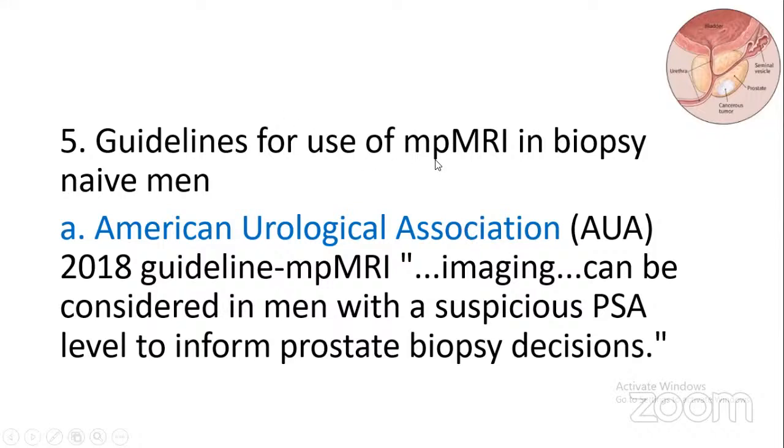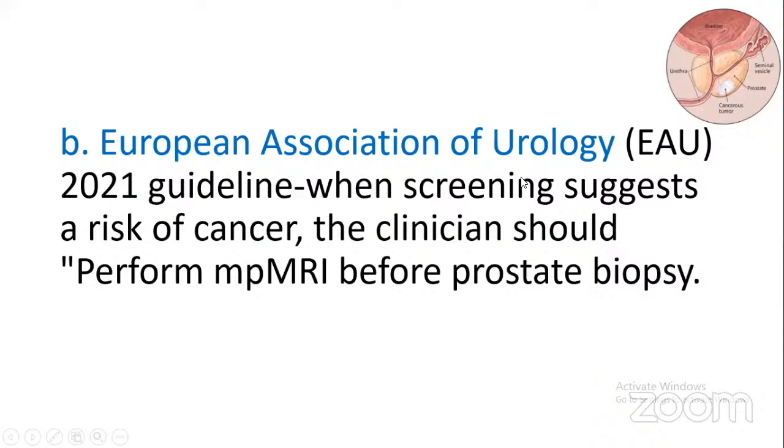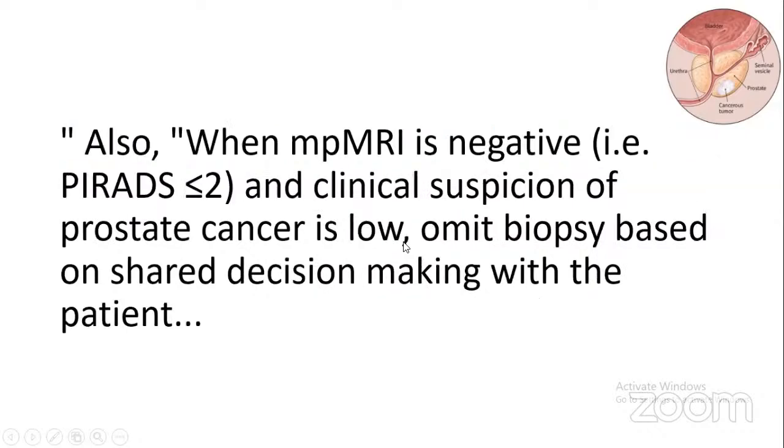Guidelines for use of multiparametric MRI in biopsy-naive men. American Urological Association, AUA 2018 guideline: multiparametric MRI imaging can be considered in men with a suspicious PSA level to inform prostate biopsy decisions. European Association of Urology 2021 guideline: when screening suggests the risk of cancer, the clinician should perform multiparametric MRI before prostate biopsy.